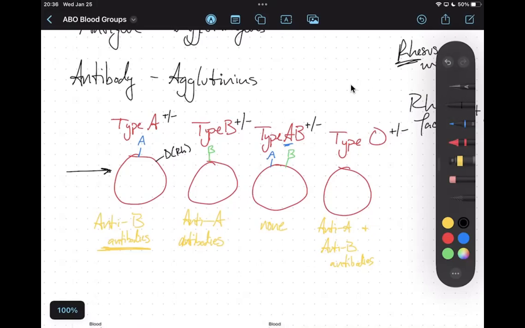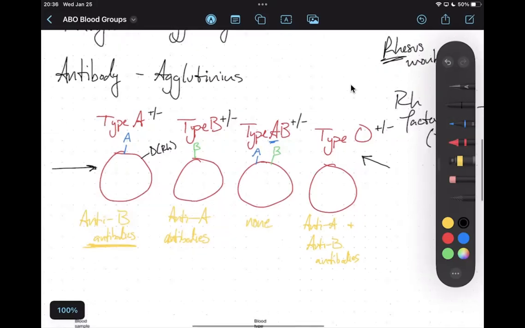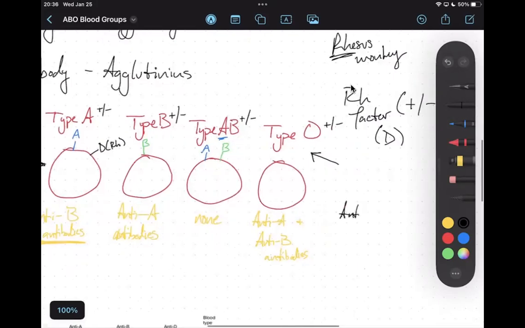Now, that is not the case for the RH antigen, all right? So let's look at type O blood over here. Say this is O negative. Because it lacks the RH antigen, or that D antigen, that does not mean that it naturally has the anti-RH antibodies, right? There are what are called anti-D or anti-RH antibodies, okay? But these are not always there. They're not innately there from birth, okay?